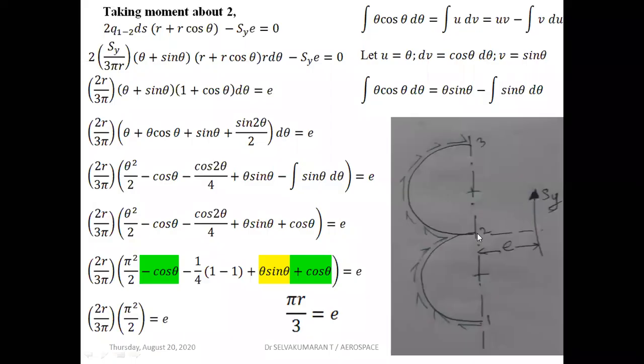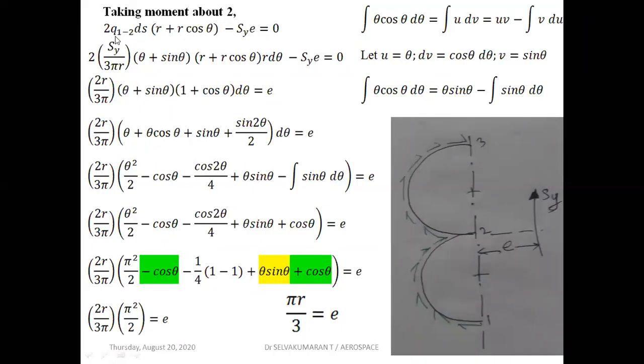Now I am going to take moment with respect to 2. Both the shear flows are following the same direction, that is clockwise. So with respect to 2, if I take a moment, both have the same magnitude and the same direction. So I can make it 2 times. You can multiply by 2: 2 into Q1 to 2, that is shear flow in section 1 to 2, or you can put shear flow in section 3 to 2, that is 2 into Q3 to 2, like that also you can write.